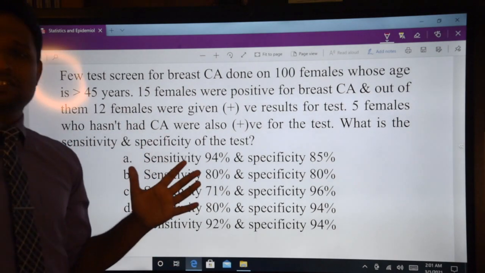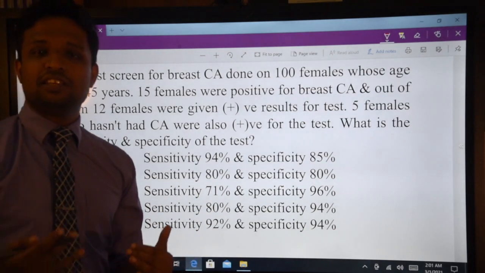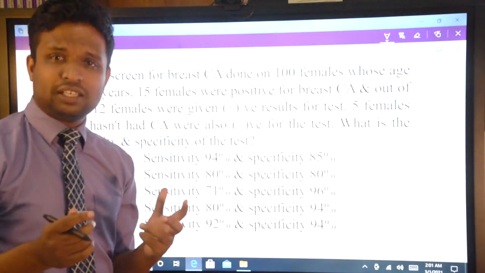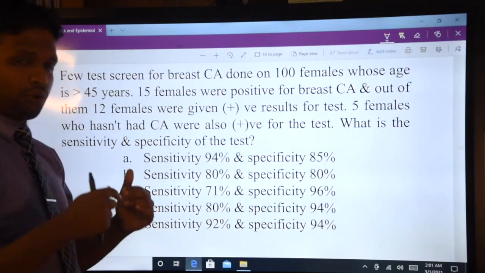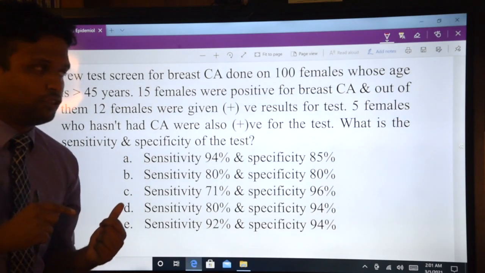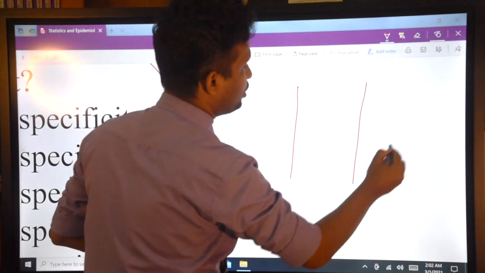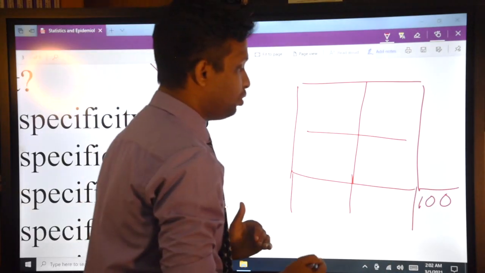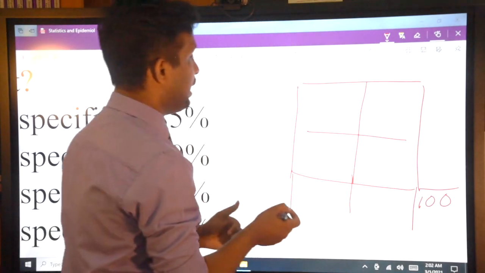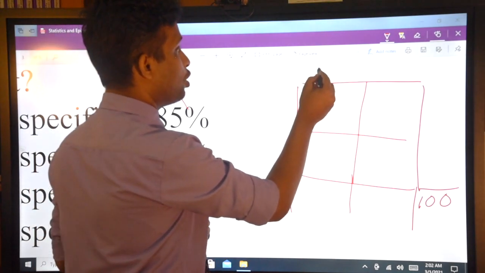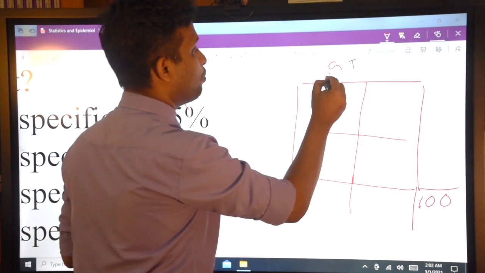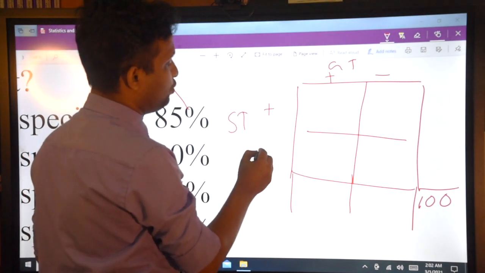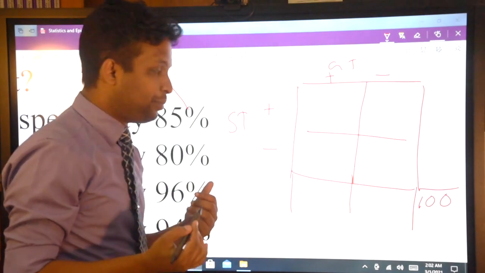This is a very simple MCQ where you need to have the ability of plotting the 2 by 2 table. So let's quickly discuss how to plot this. Read these statements carefully. Now, this is the 2 by 2 table where the total number tested is 100, and here we have gold standard test positives and negatives. Here we have screening test positives and negatives. Here we are testing for breast cancer.